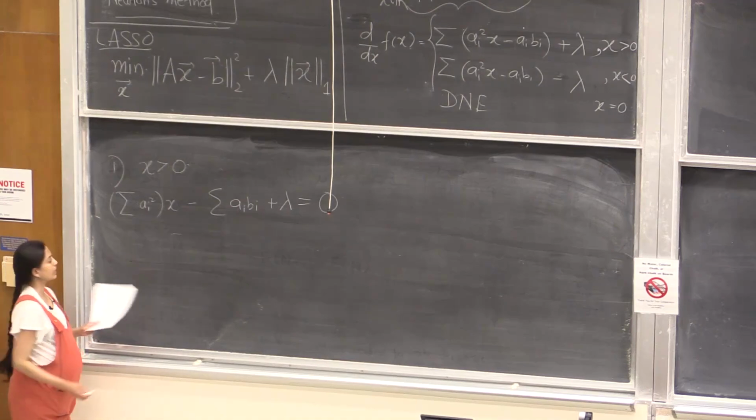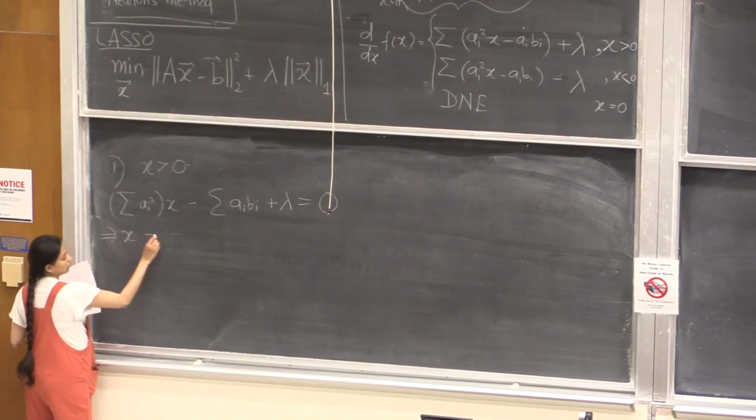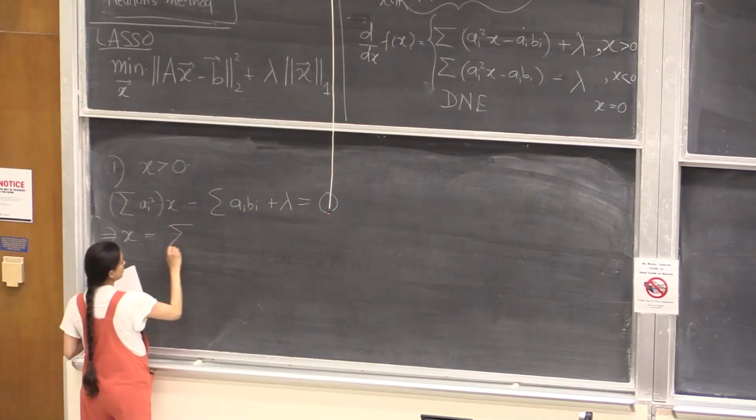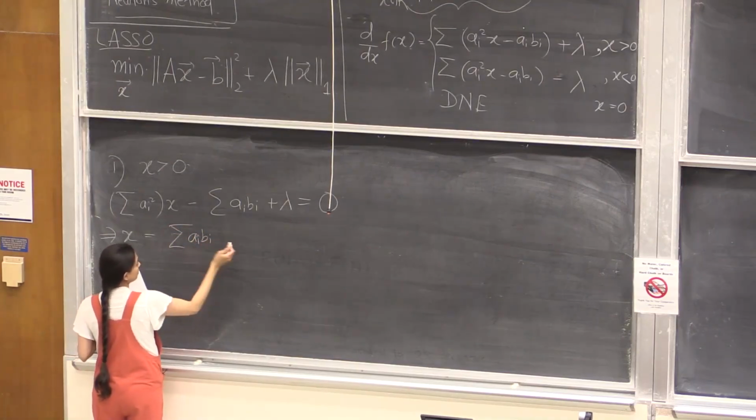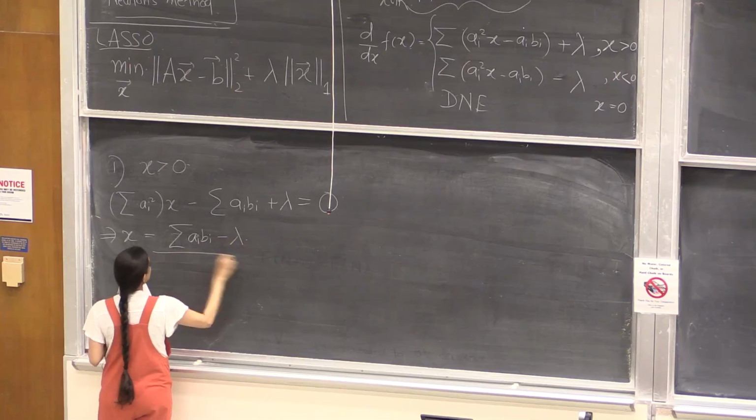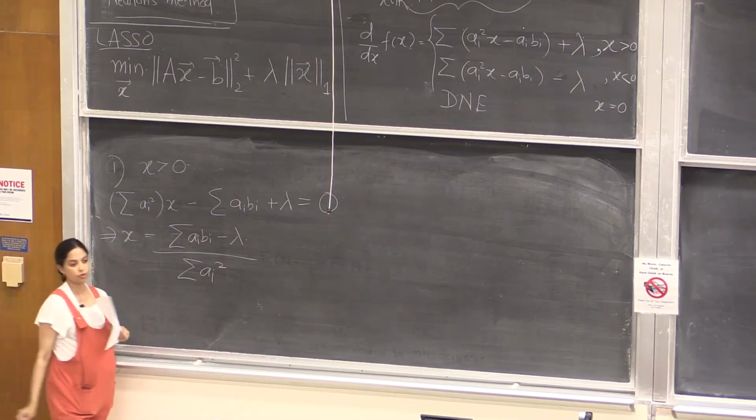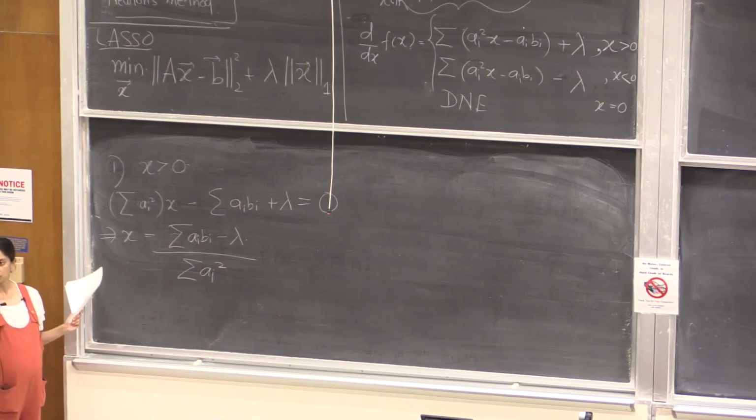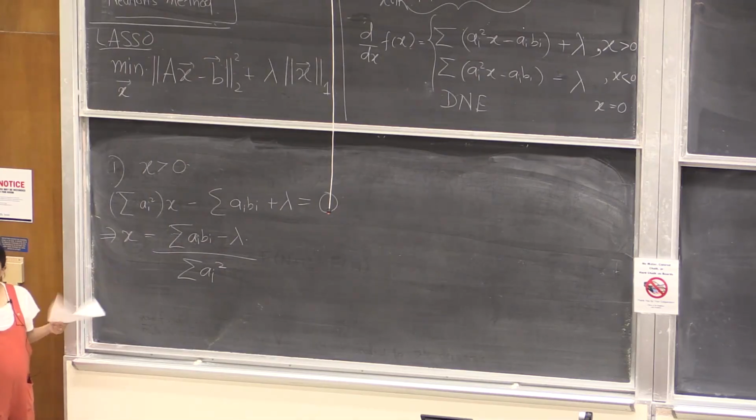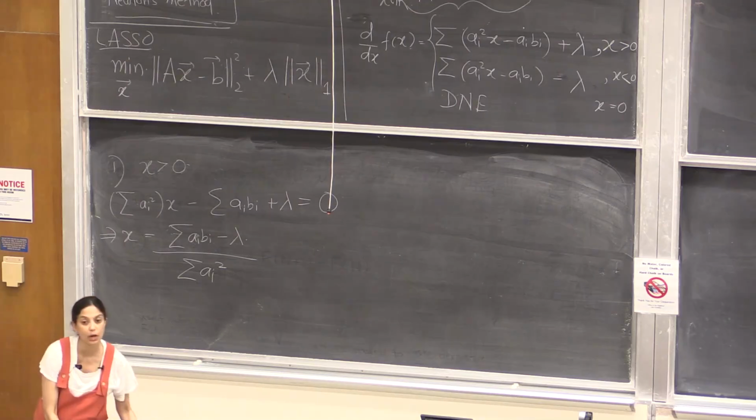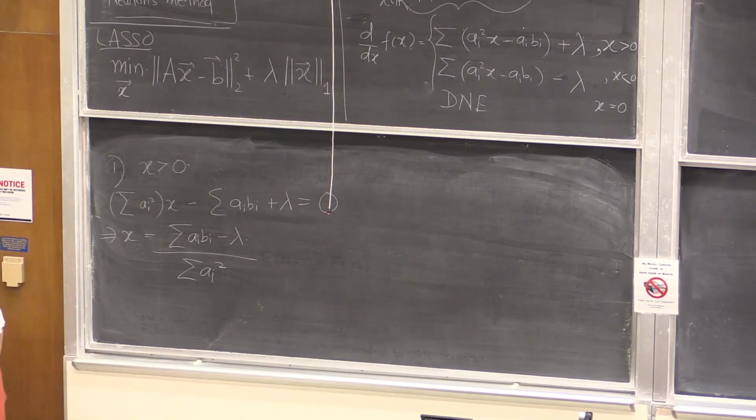And so from this, what is x equal to? x is equal to the sum of ai bi minus lambda, divided by the sum of ai squared. Nothing fancy here. I just did some algebra. But what is the interesting thing that I do have to do now? What did I assume to make this calculation valid? That x is greater than 0.